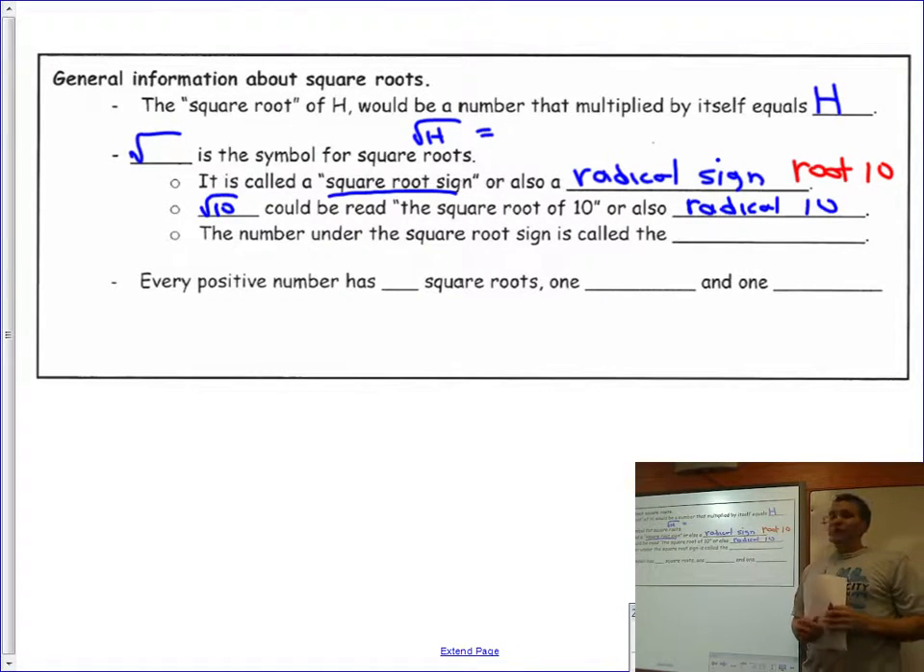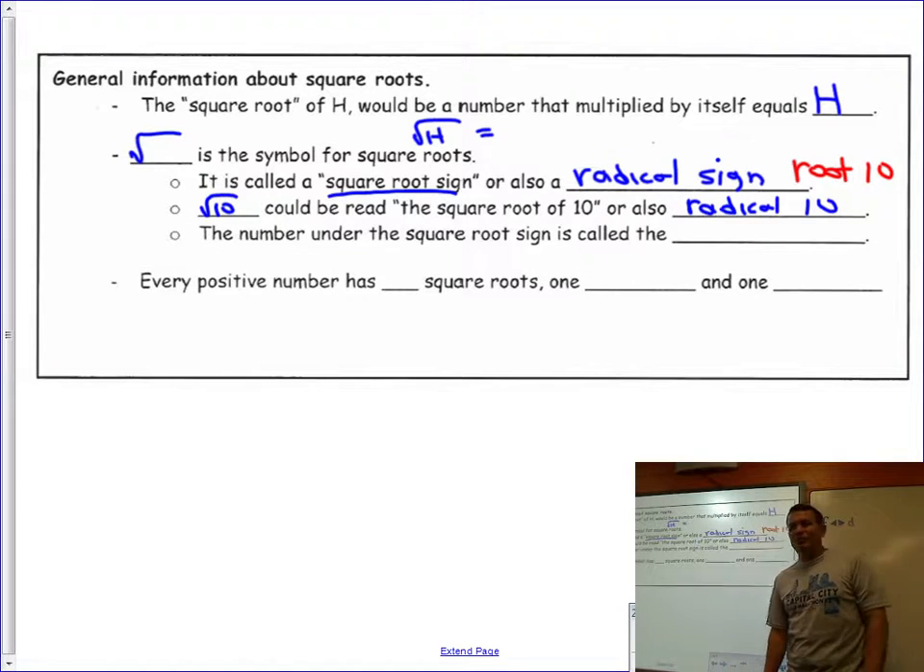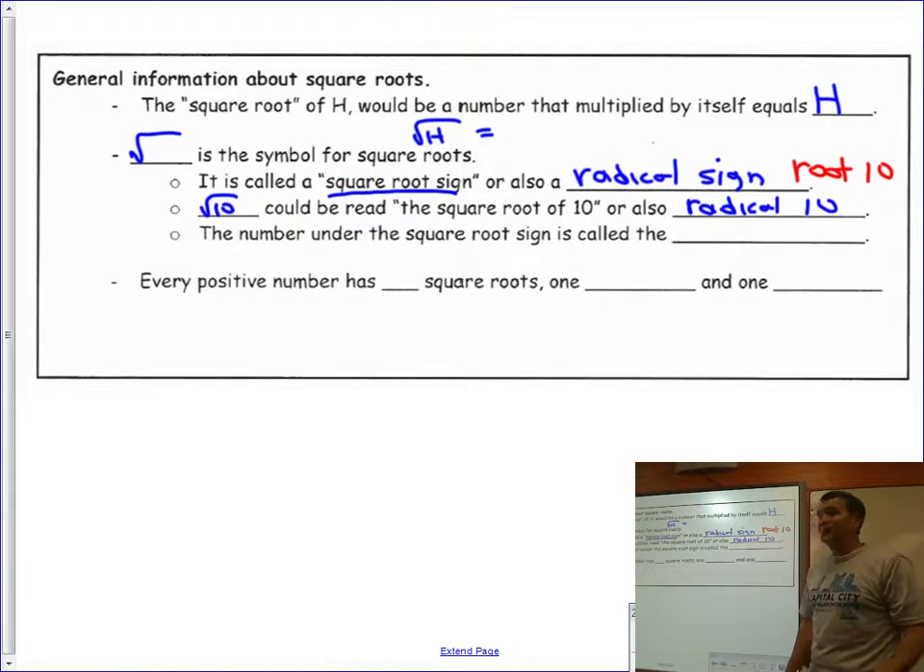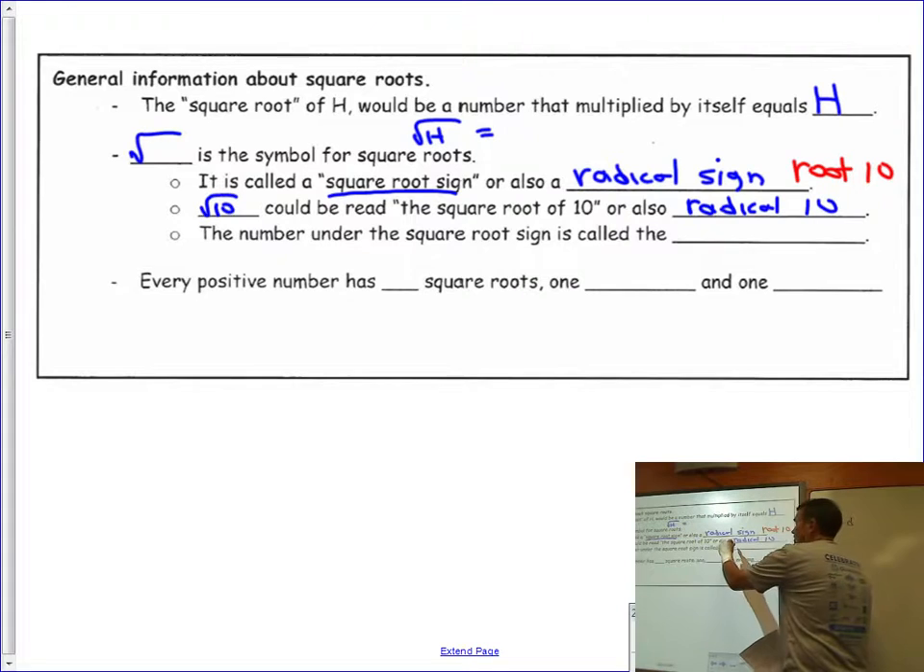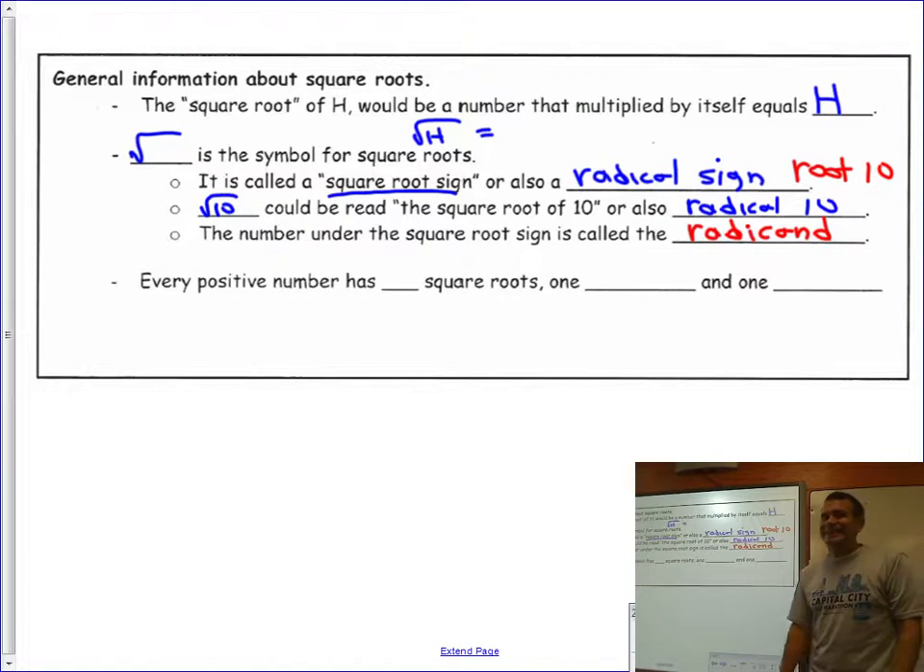The number under the square root sign, here's a new vocabulary word for you. The number under the square root sign has a name. It's called the radicand. And I will use that throughout the year. It's a good word to know. The radicand refers to whatever amount is under the square root sign.